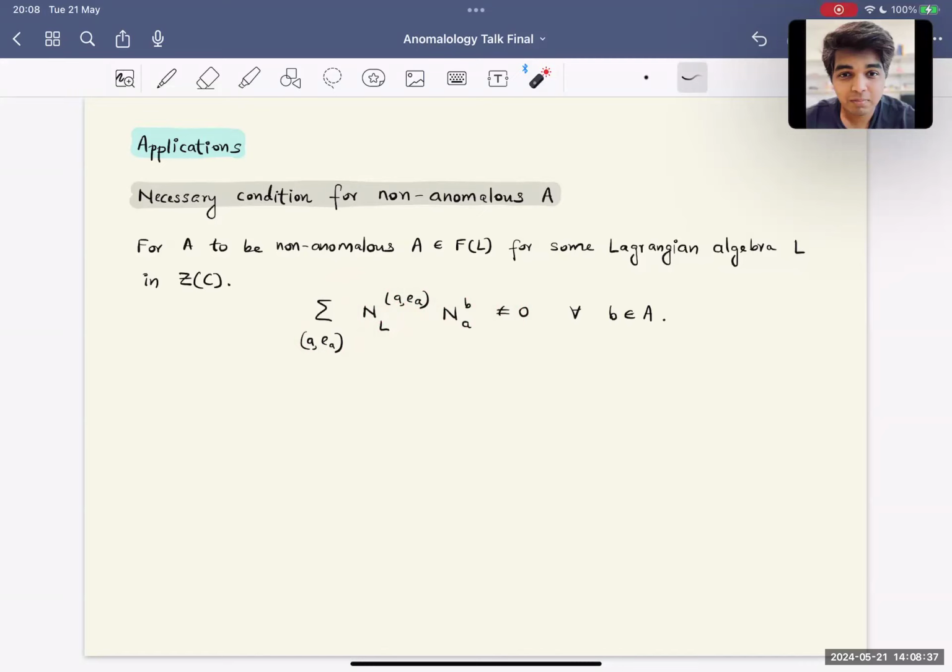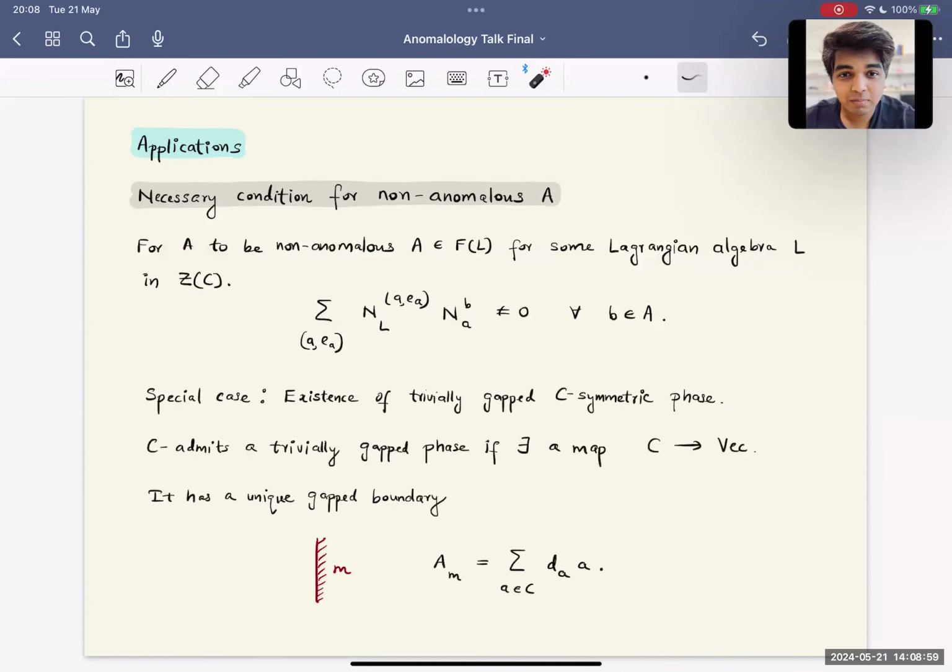And the thing is, when you take some random A, you will not have a Lagrangian algebra which satisfies this condition. In fact, you will not have enough bosons in the bulk SymTFT for you to satisfy this condition. That is how you can rule out and say that some lines are definitely anomalous, because this is a necessary condition which is often violated. What you can do with this condition is that you can show something specific about faces where the symmetry is preserved. When you have a trivially gapped face with some symmetry C, the existence of such a face can be transported to a statement about Lagrangian algebras.